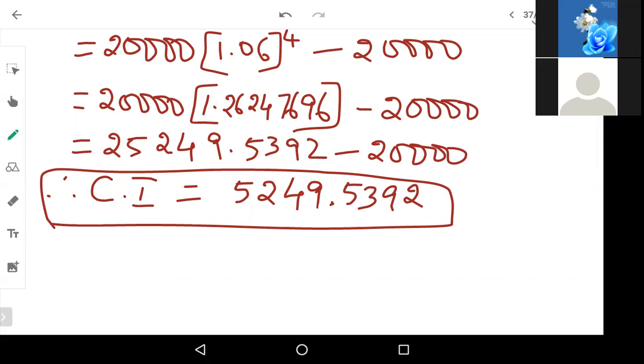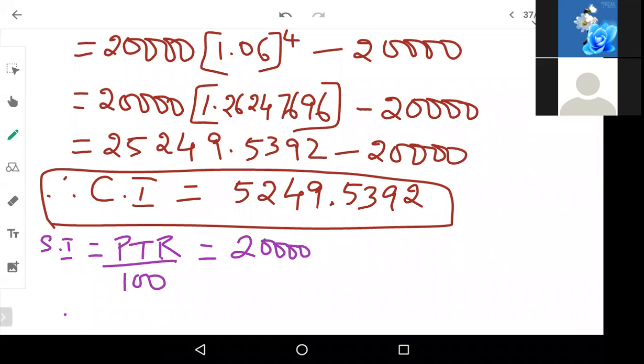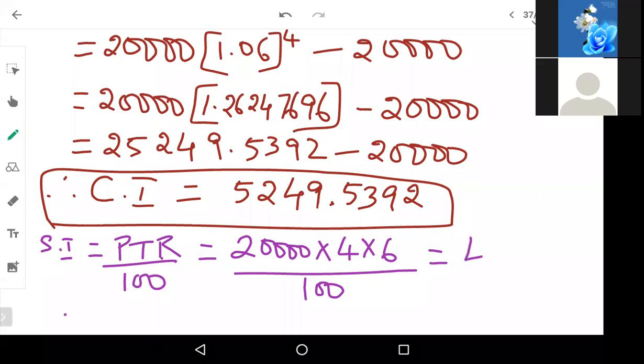Now for the same data, let us calculate simple interest. So simple interest is PTR by 100. Principal is 20,000. Time is 4 years. Rate of interest is 6% divided by 100. So how much will you get here? 20,000 into 4 into 6 divided by 100. So you get 4,800.